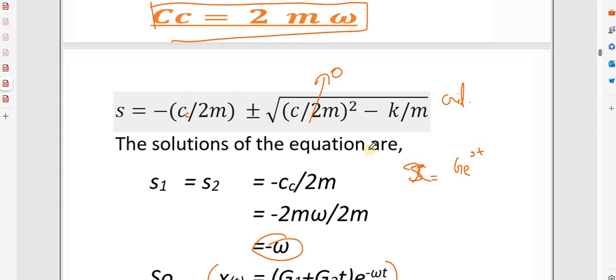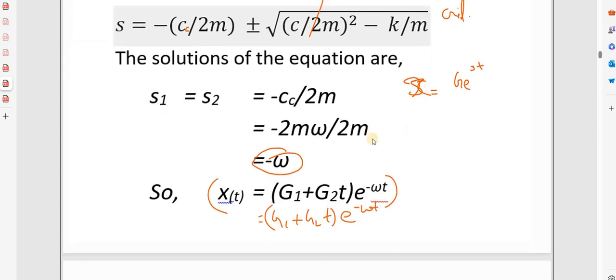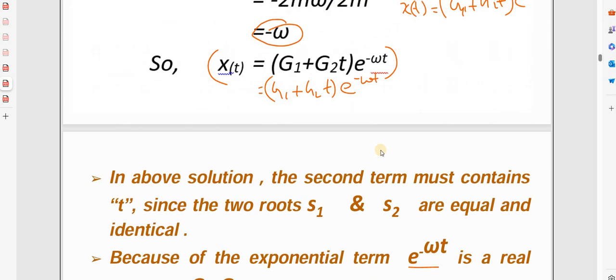If it is having the same root, our general solution will be x of t is equal to (g1 plus g2 t) the whole into e raised to minus omega t. How did this minus omega come? Our solution is e raised to st, so s is minus omega. Now, once we have got the equation, I need to find out these constants g1 and g2. For that we are applying the initial conditions.